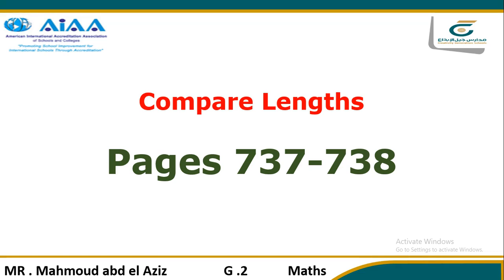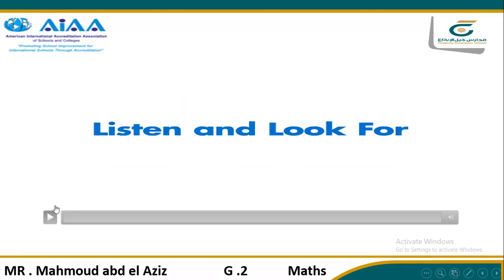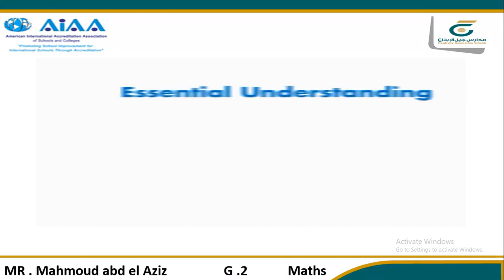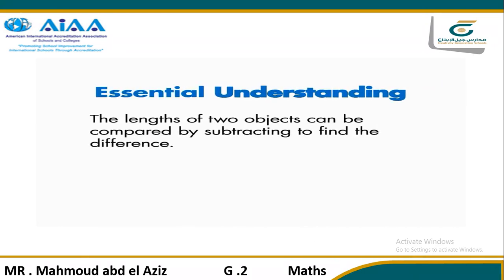Our lesson today is about how to compare lengths, pages number 737 and 738. Let's start. The essential understanding for this lesson is the lengths of two objects can be compared by subtracting to find the difference. Previously, students measured to find the lengths of objects. In this lesson, students apply what they know about addition and subtraction to compare the lengths of pairs of paths.